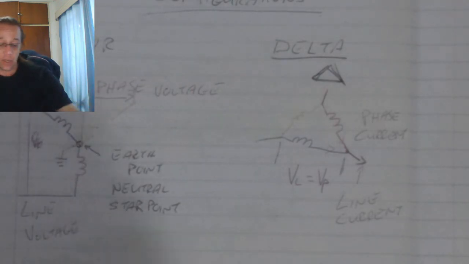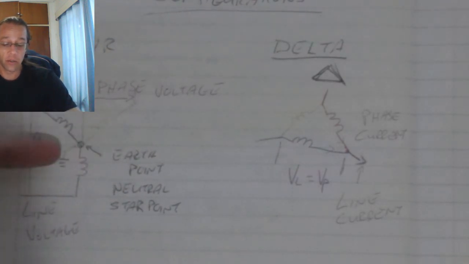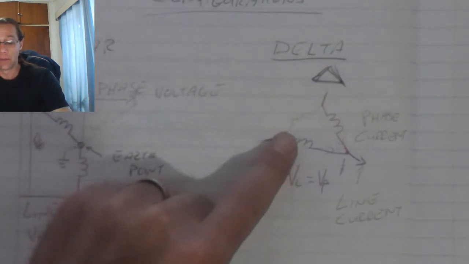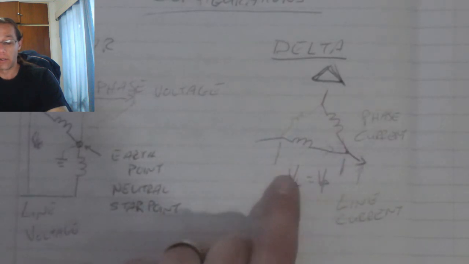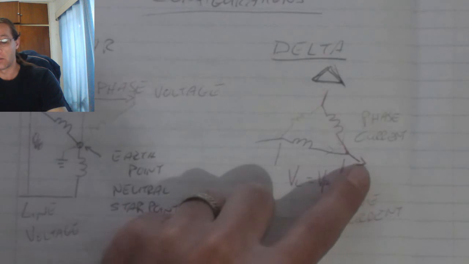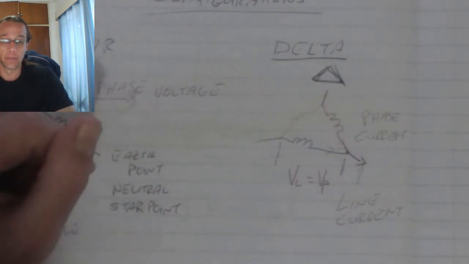Star configuration has the neutral point. I can use this configuration to generate a large voltage. Delta configuration, I will have a smaller voltage because of the line versus the phase voltages, but I will generate a larger current because of the combined effect of the single phases.